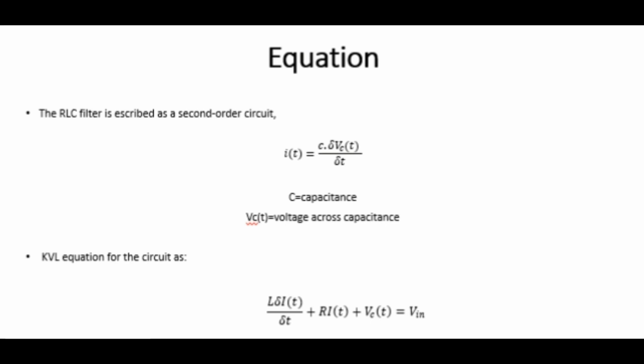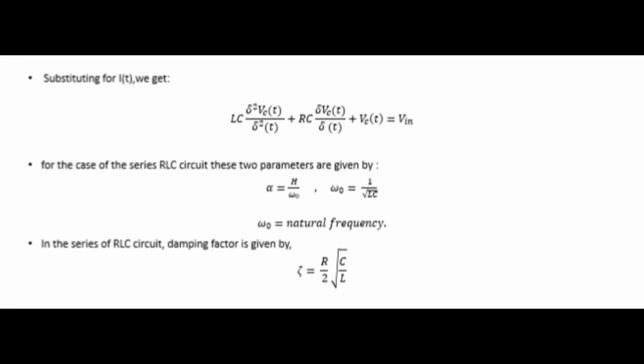So this is the example of the circuit, the RLC circuit diagram. As you can see here, the equation for the RLC filter is described as a second order circuit. I(t) is equal to C times dVC(t) over dt. C is for capacitance, VC is the voltage across the capacitance. The KVL equation for the circuit is L dI(t) over dt plus R times I(t) plus VC(t) equal to Vin. We substitute the equation of I(t) and then we get L times C times d squared VC(t) over dt squared.